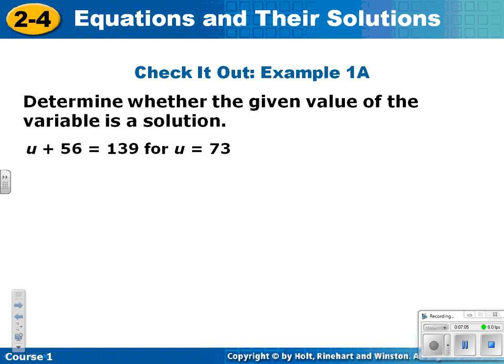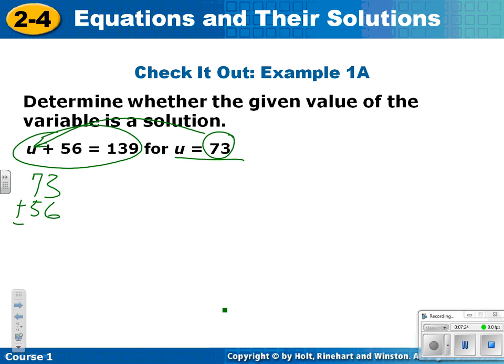Very good. It says u equals 73. We have our solution here, and we have an equation. It says u equals 73. So we take this 73, we plug it in for u, and we got 73 plus 56. Well, that's a 9. That's a 12. We got 129, and we have 139. Does our scale balance?